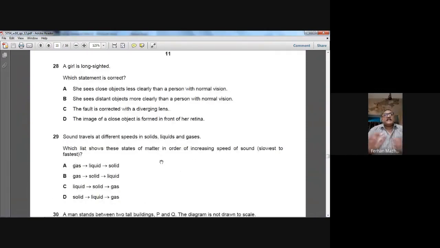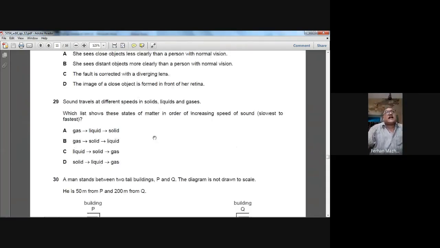Question number 28 is on your screen. A girl is long-sighted. Which statement is correct? She says she sees close objects less clearly than a person with normal vision. That is right, that's the perfect answer. Long-sighted people can see distant objects clearly, but they are not able to see close objects. So she sees close objects less clearly than a person with normal vision. That's true. This is long-sighted. So question number 28, A is the option.